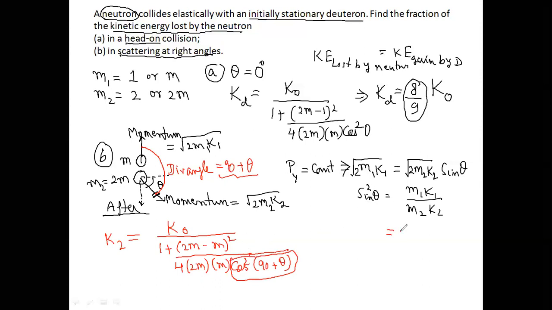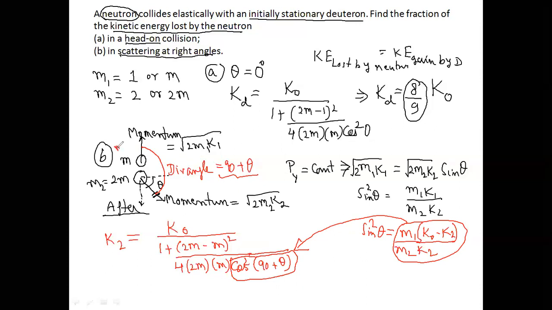And this sine square theta can be further written as m1 by m2 times k1 over k2. You can replace k1 by k0 minus k2 by conservation of kinetic energy. This sine square theta is the same as cosine square of 90 plus theta. So this whole expression you can bring down here in place of cos square 90 plus theta and put m1 equals m.